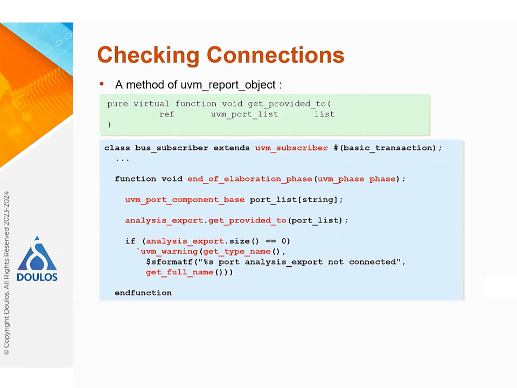With the debug connected to and the debug provided to methods, we have to visually inspect what gets printed out to see if there's a problem. But there's also a get provided to and a get connected to method that will return an associative array of the different ports that are connected to our analysis port in this case. And that allows us then to iterate through that list and check to see if everything's correct. If we find anything that's not what we expect, then we can go ahead and print a message. So just another way that we could actually add checking into our environment so that when we go to create the environment, it can check the connections itself and tell you whether everything is correct.